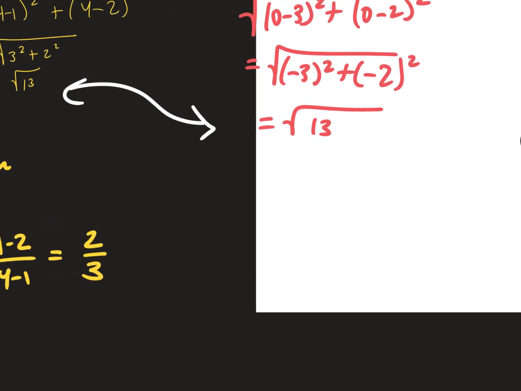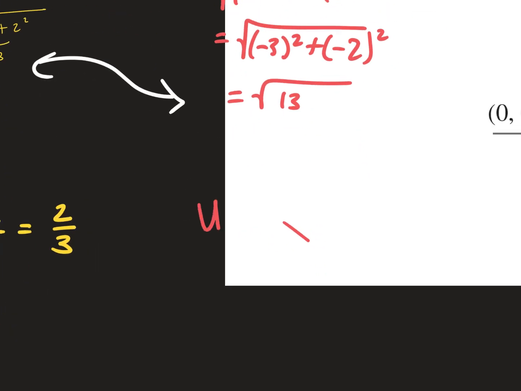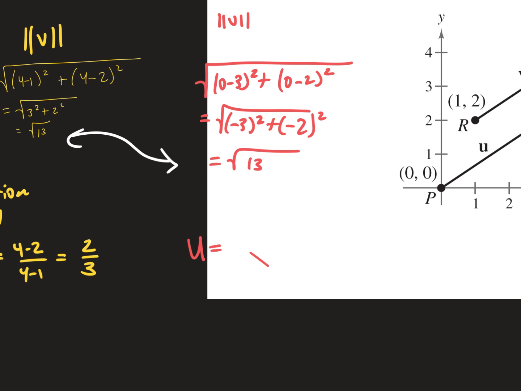Okay, so let's do the slope for u. What's the y's? 0 and 2. So let's do 0 minus 2 over 0 minus 3. I get negative 2 over 3, which becomes what? Negative 2 over negative 3 becomes 2 over 3.